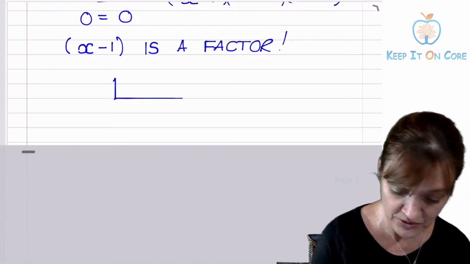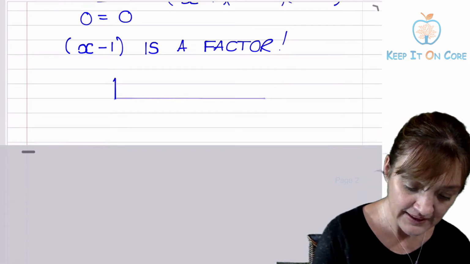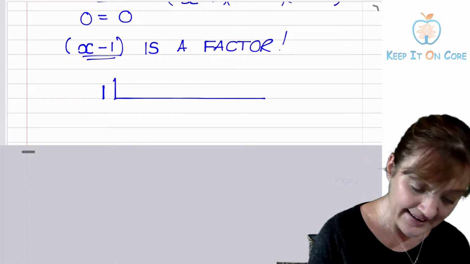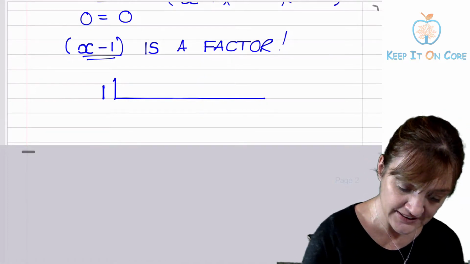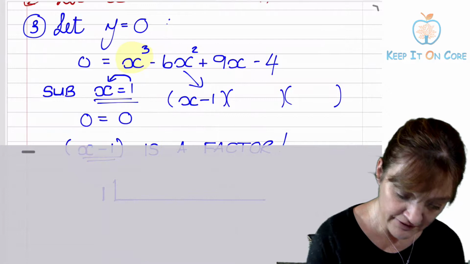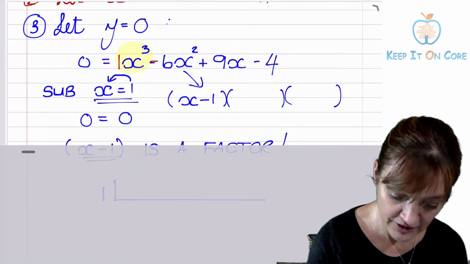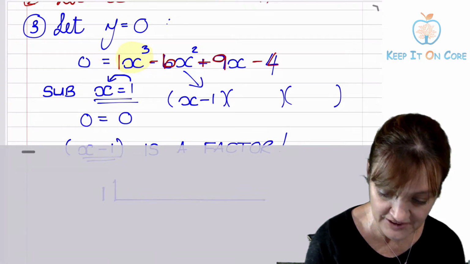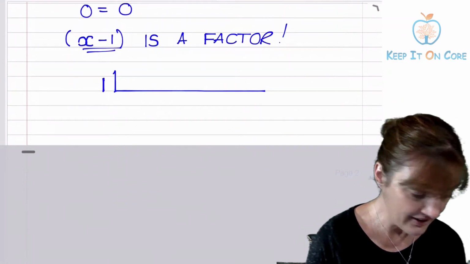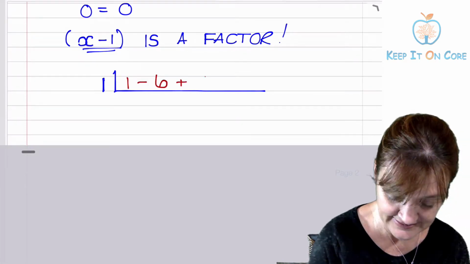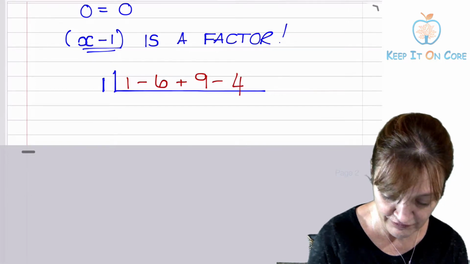Synthetic division: we draw our divide sign upside down. If x minus 1 is a factor, then I put my plus 1 over there, and I fill in the coefficient of each term. The coefficient is 1. The coefficient is negative 6. The coefficient is 9. The last is negative 4. Those are the coefficients that I'm writing: 1, minus 6, plus 9, minus 4.